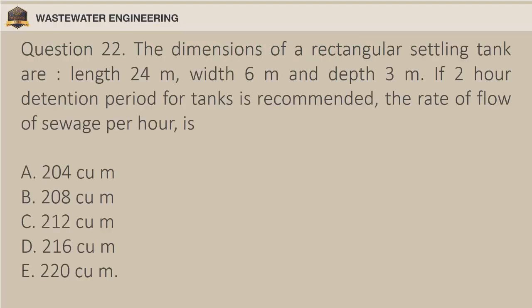Question 22. The dimensions of a rectangular settling tank are length 24 meters, width 6 meters and depth 3 meters. If a 2-hour detention period for tanks is recommended, the rate of flow of sewage per hour is A. 204 cubic meters. B. 208 cubic meters. C. 212 cubic meters. D. 216 cubic meters. E. 220 cubic meters.